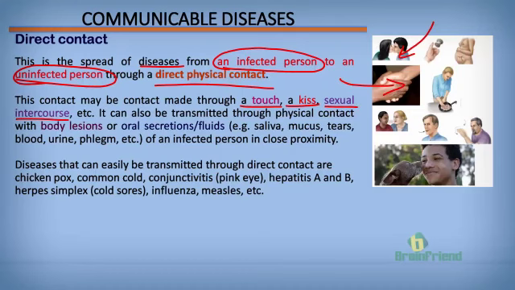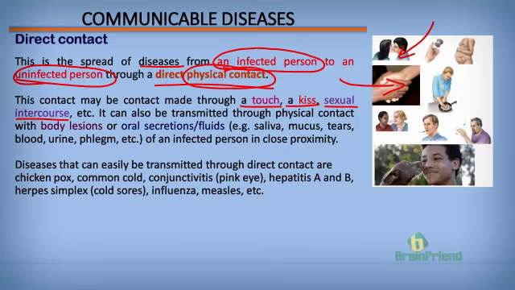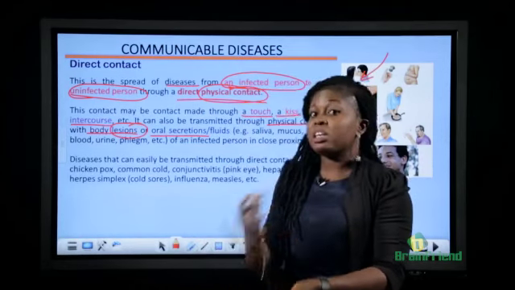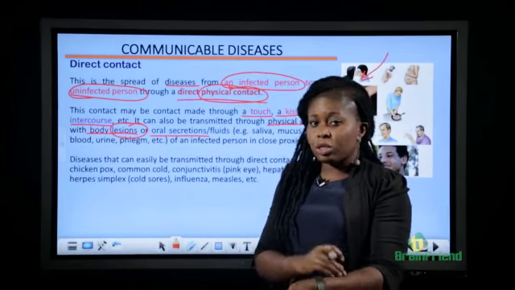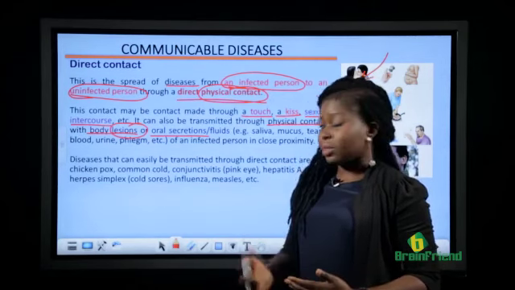This all constitutes what we call direct contact, because there is direct physical contact between the two persons, between an infected person and an uninfected person. Another way disease can be transmitted that is still direct contact is through physical contact with body lesions or oral secretions. These body lesions are things like cuts, injuries, any form of opening on the body. If an uninfected person comes in contact with such openings on the body of an infected person, he or she is likely to contract the disease.